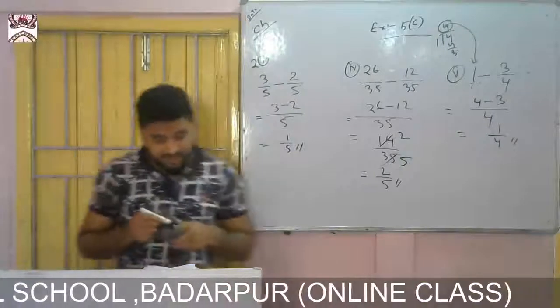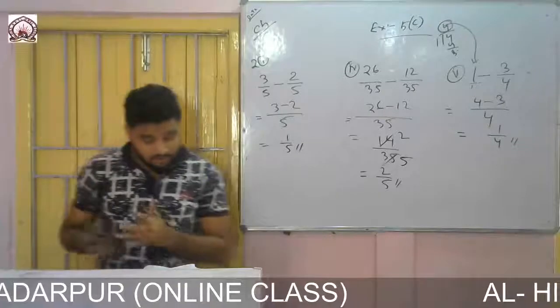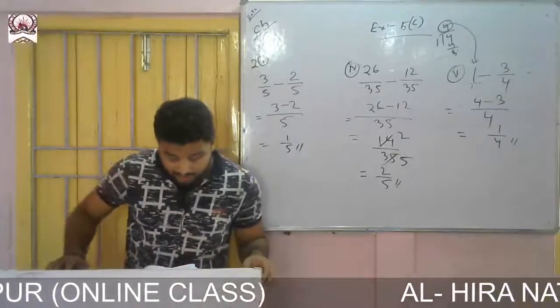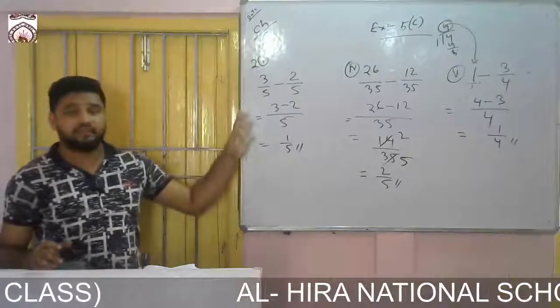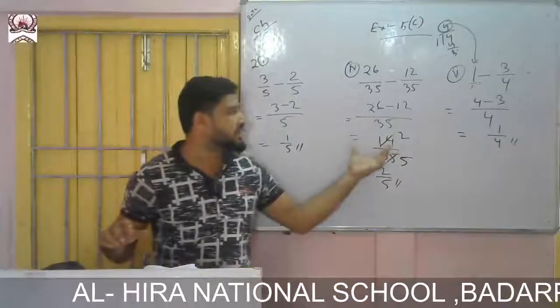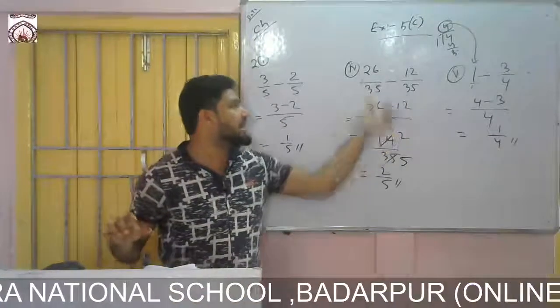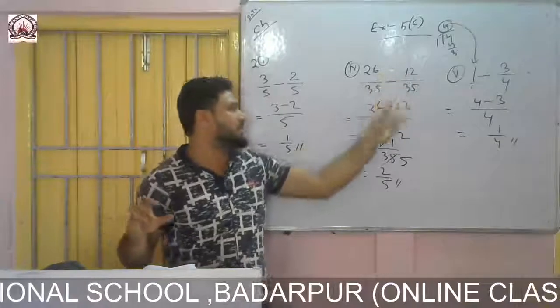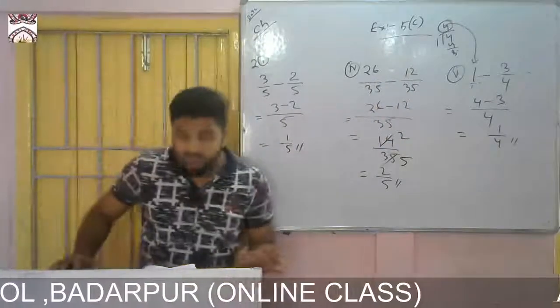So now come to question number 3. 1 by 3 plus 1 by 4. Now you see in questions number 1 and 2 you have done with the same denominator. So whenever you find the same denominator, you write one denominator and directly write whatever is in the upper portion, with their sign.